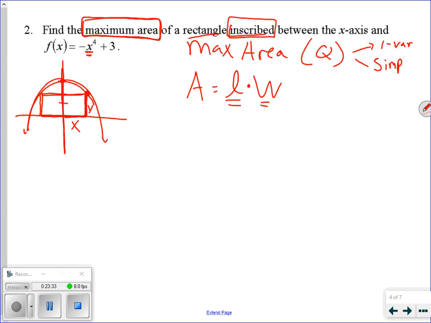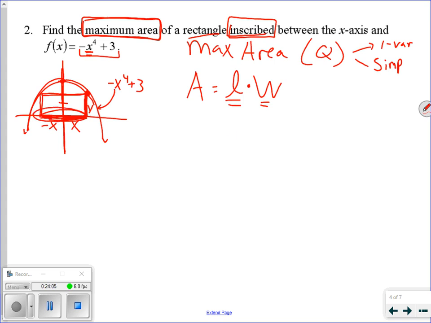So that distance of y right there is actually my height, or my width, if you want to think of it that way, which is nothing more than negative x to the fourth plus 3. So my width is just going to be this y value right here, which again is negative x to the fourth plus 3. That's one dimension. And my length is just the value of x. We're going over x, up y. If I go over x, that's half of my length. The other half would be this negative x value. The full length would be 2 x's.